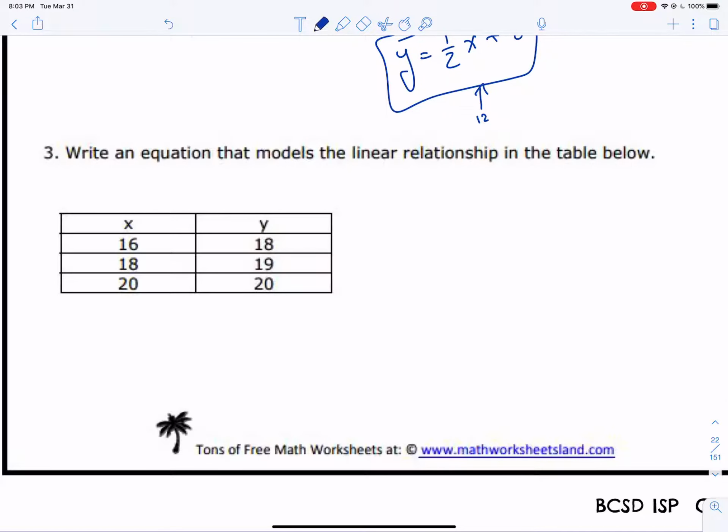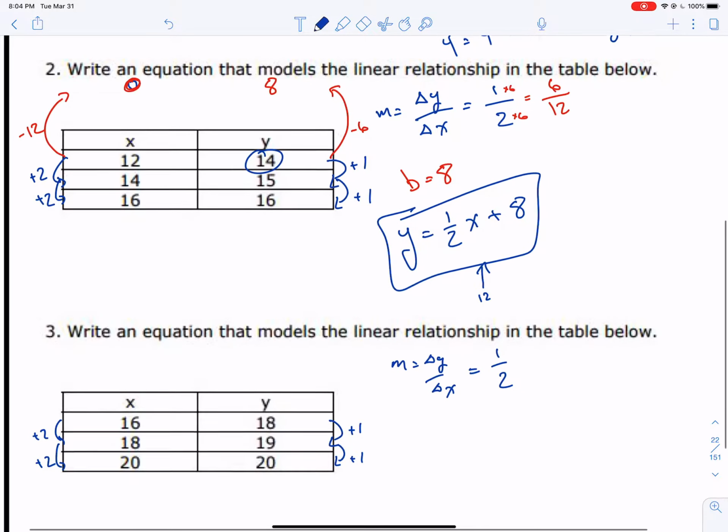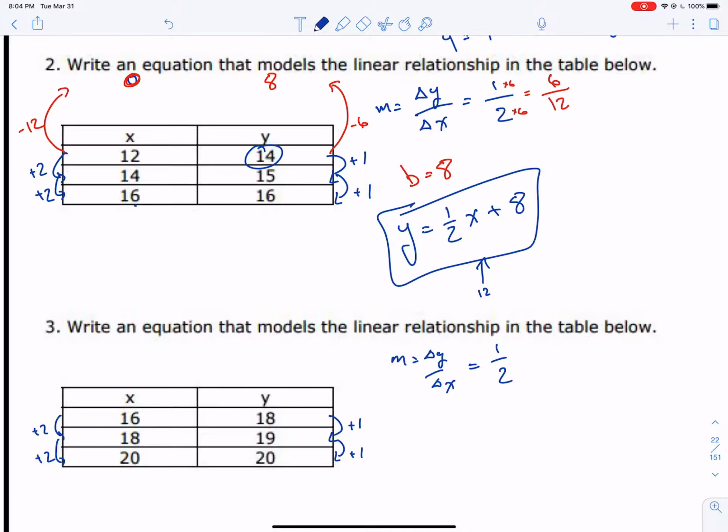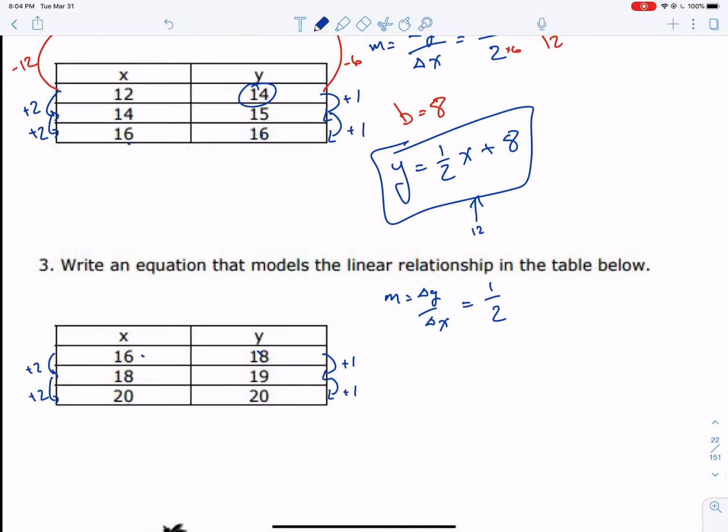All right, last one. Write an equation again. We're going to do the same thing. We're just looking at the rate of change or the slope. On the y side, we're adding 1, adding 1. On the x side, we're adding 2, adding 2. Slope is change in y over change in x. That equals 1 over 2. So that's the same as the other one. Are these exact same points? 16, 16, 18. Bummer. I would have just used the same equation.